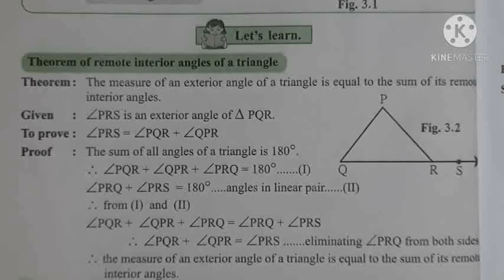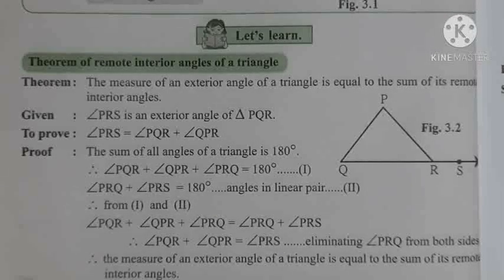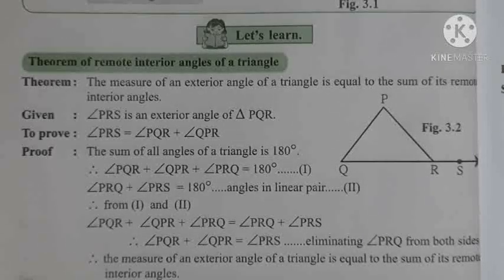Now, chapter number 3, triangles. In triangles, there is a first theorem, the theorem of remote interior angles of a triangle. We learned this theorem in standard 8 or 7. The theorem is: the measure of an exterior angle of a triangle is equal to the sum of its remote interior angles.